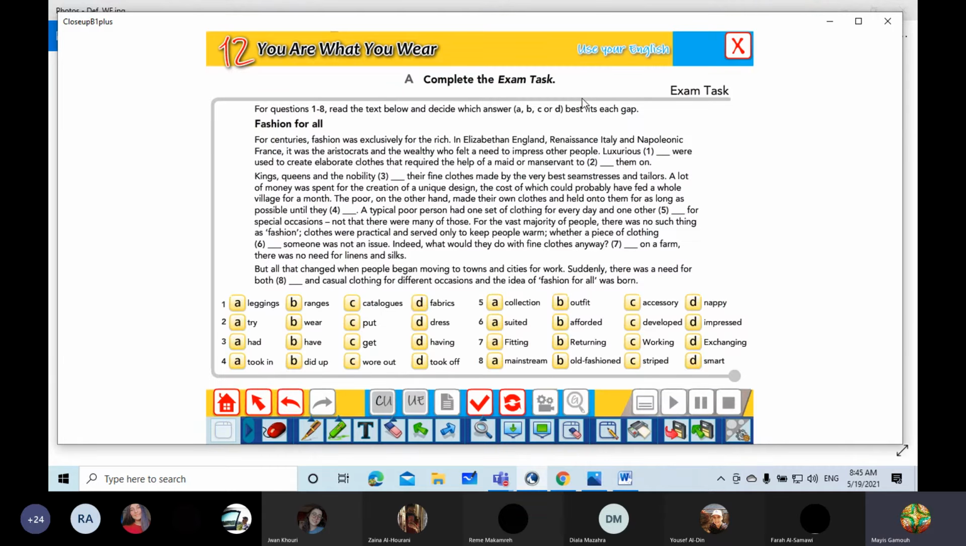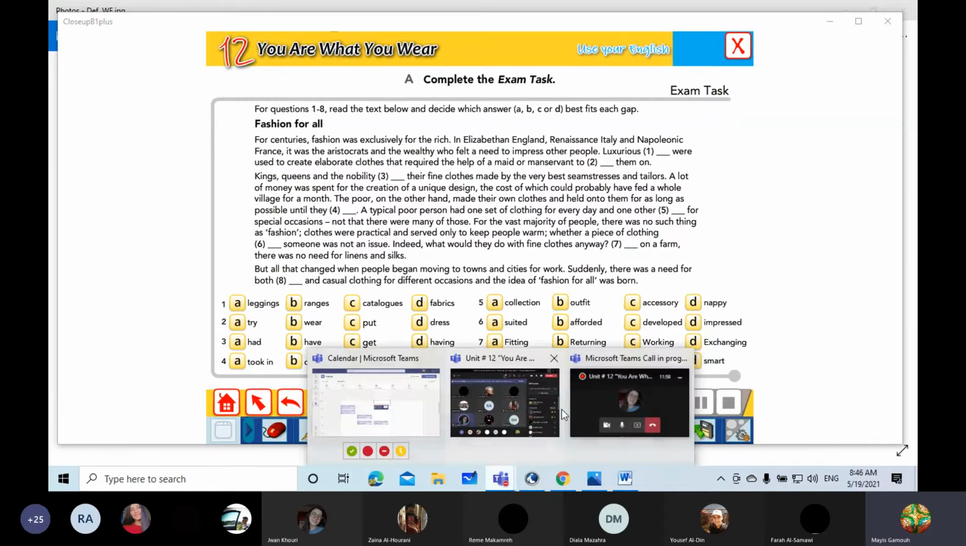Exercise A, complete the exam task. Here we have questions from 1 to 8. Read the text below and decide which answer A, B, C, or D best fits each gap. The title of our text is Fashion for All. Who would like to start with number 1?